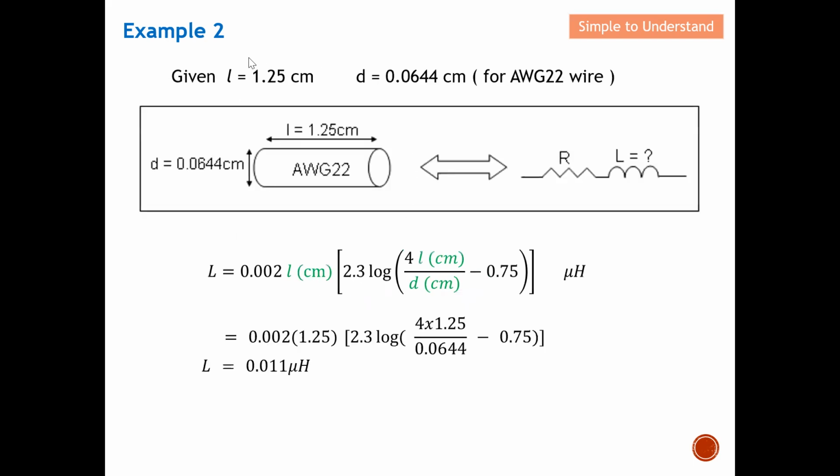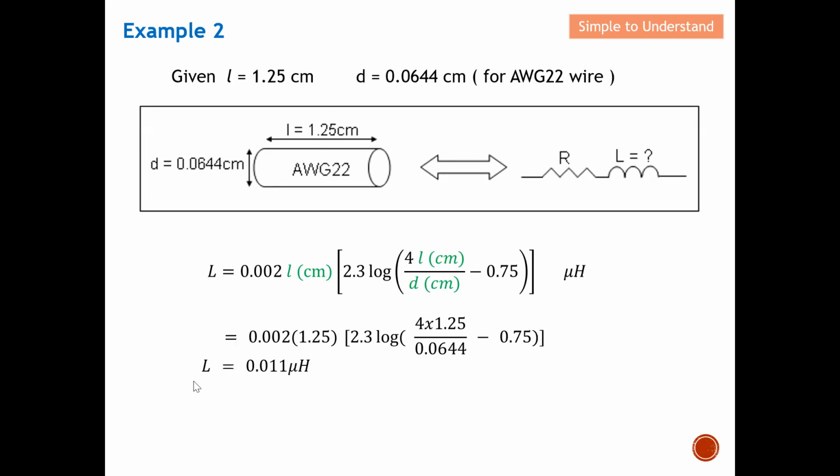I'm ready to substitute all these numbers into this equation. Let's see how we can approach this question. I know the length of the wire, which is 1.25 centimeter, and I also know the diameter from the previous slide, which is 0.0644 centimeter. Remember, all the units for this equation must be in centimeter. So this is 1.25 centimeter, shown over here, and the diameter is 0.0644 centimeter, which is also substituted here. From here, I can calculate that the inductance is 0.011 microhenry.